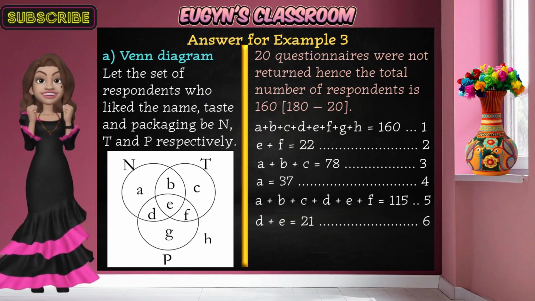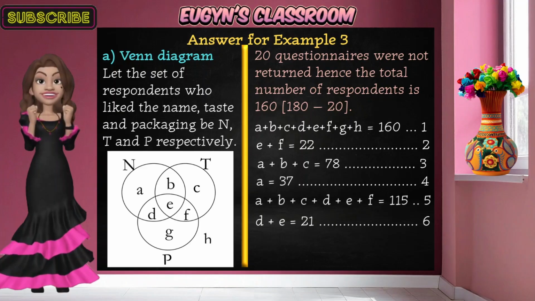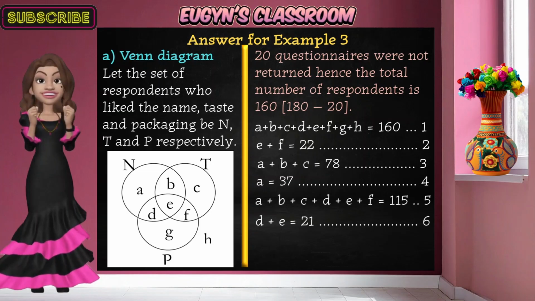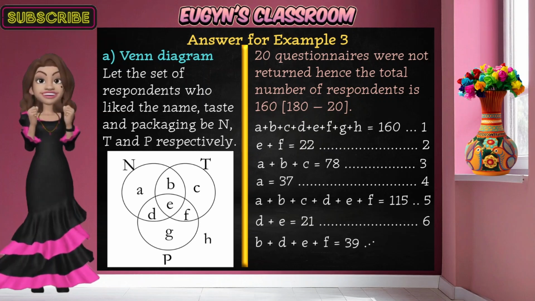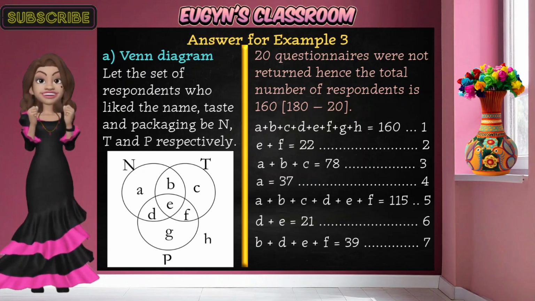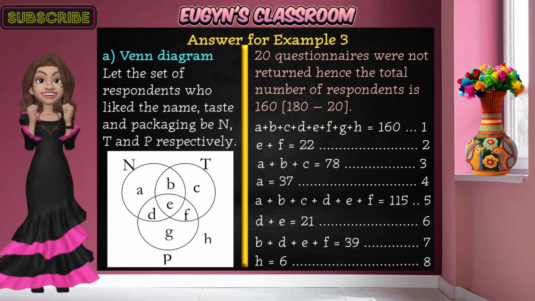Then 39 people liked at least 2 of the 3 attributes. At least 2 means either they liked 2 attributes only, in which case we'll have 3 possibilities, or they liked all the 3 attributes. We'll take all the letters at the intersections of the 3 circles, that is B plus D plus E plus F equals 39. Then you're told that 6 people did not like any of the 3 attributes, that is represented by letter H in the Venn diagram. Therefore, H equals 6.